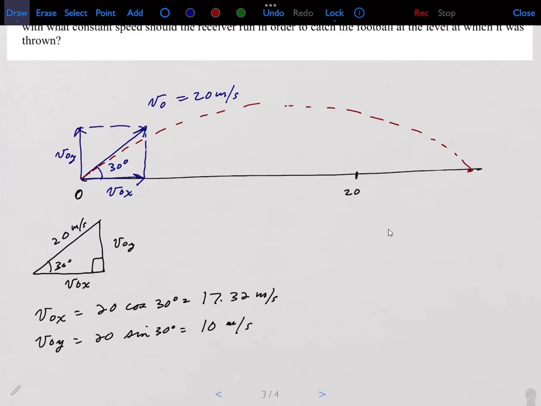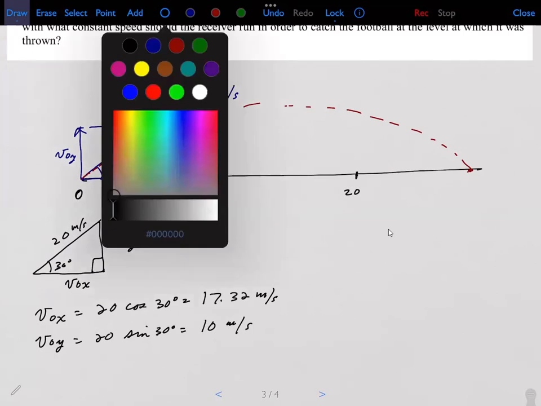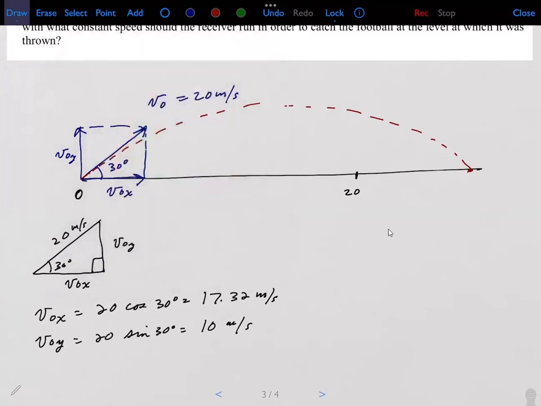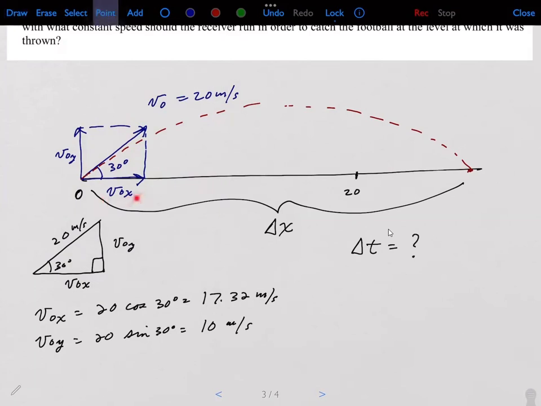Okay. What I probably want to do now is figure out the time it takes to travel this distance, which I don't even know yet, right? So this distance right here is going to be delta x, right? The distance that the football travels. And I want to figure out the time that it takes. Once I figure out the time, since I know the velocity in the x direction, I could figure out this delta x.